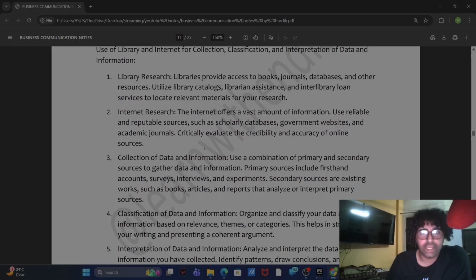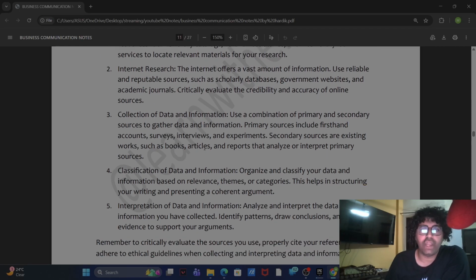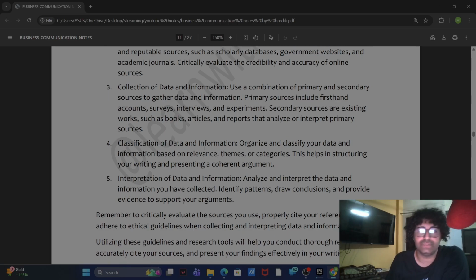Internet research. The Internet offers a vast amount of information. Use reliable and reputable sources such as scholarly databases, government websites, and academic journals. Critically evaluate the credibility and accuracy of online sources. Collection of data and information. Use a combination of primary and secondary sources to gather data and information. Primary sources include first-hand accounts, surveys, interviews, and experiments. Secondary sources are existing works such as books, articles, and reports that analyze or interpret primary sources.